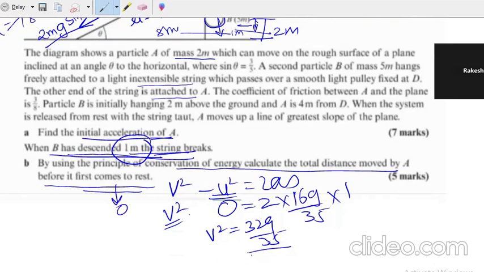So this kinetic energy converts, it becomes 0. That means it converts into potential energy and work done by friction. Basically, what happens is the change in kinetic energy is equal to the work done by friction plus the increase in potential energy. Okay, he's asking me the total distance traveled.